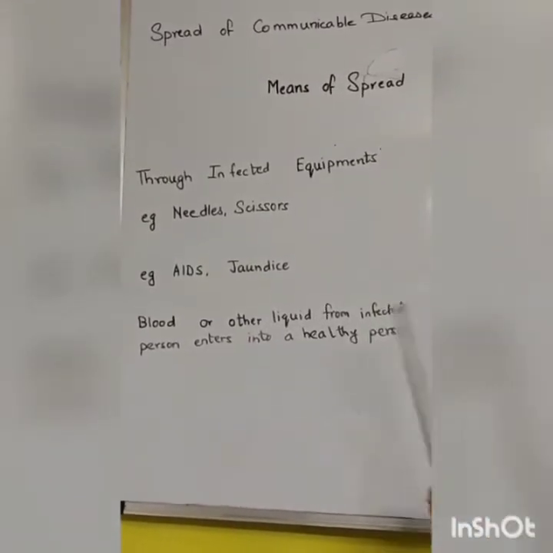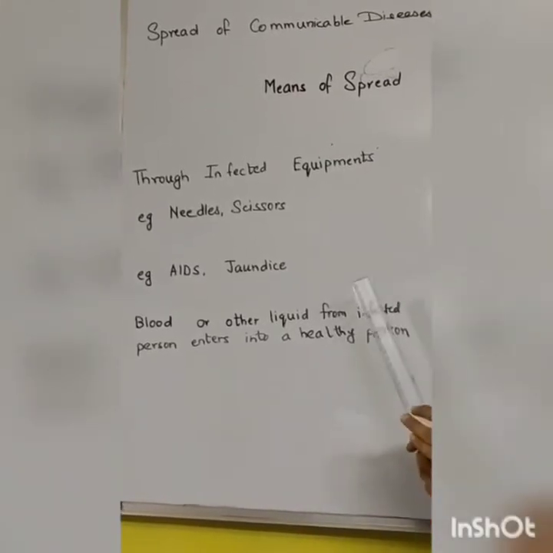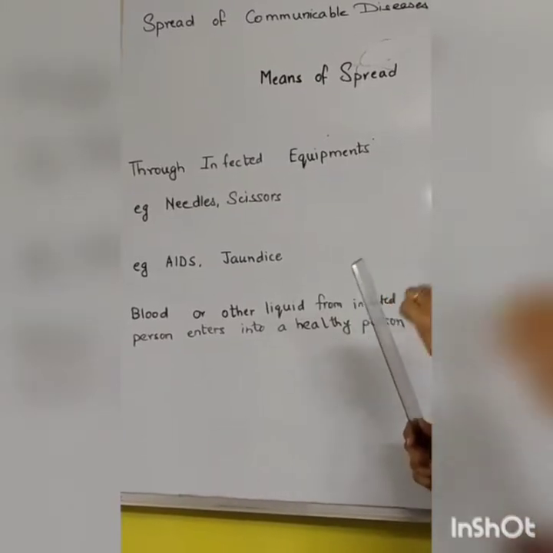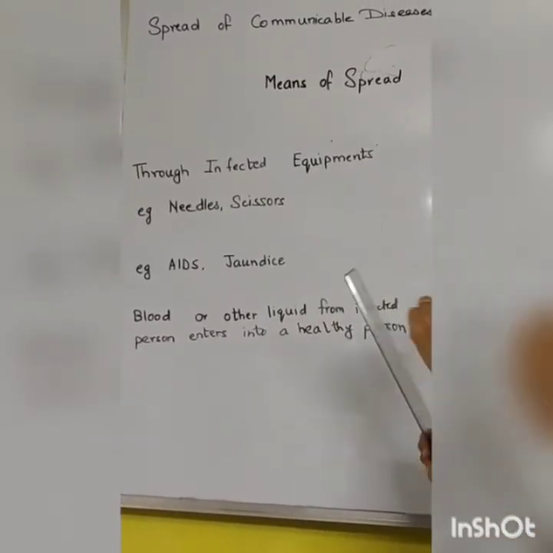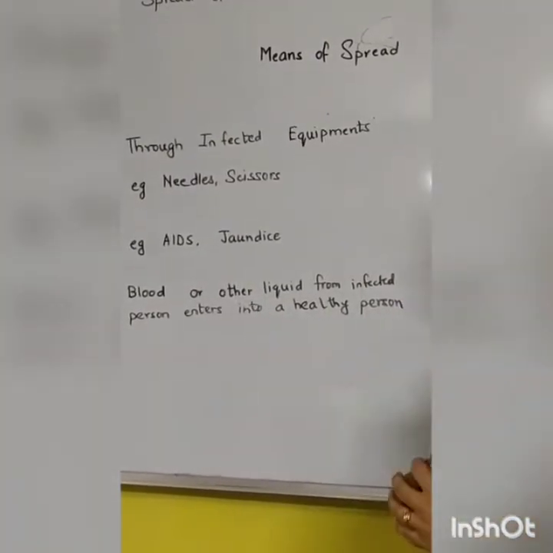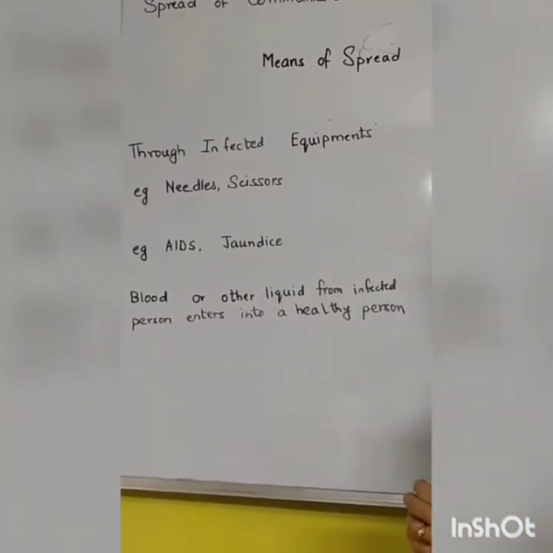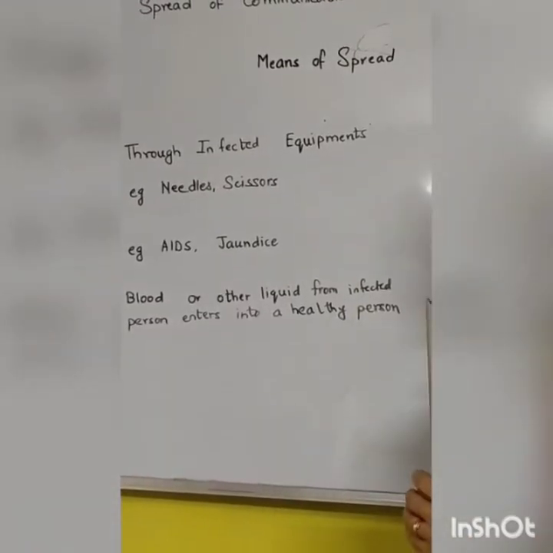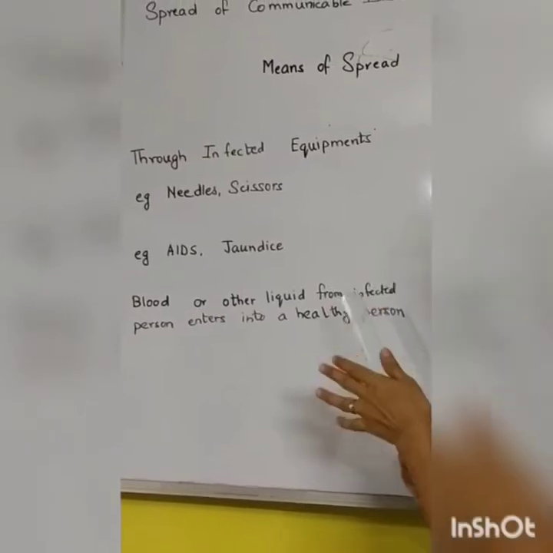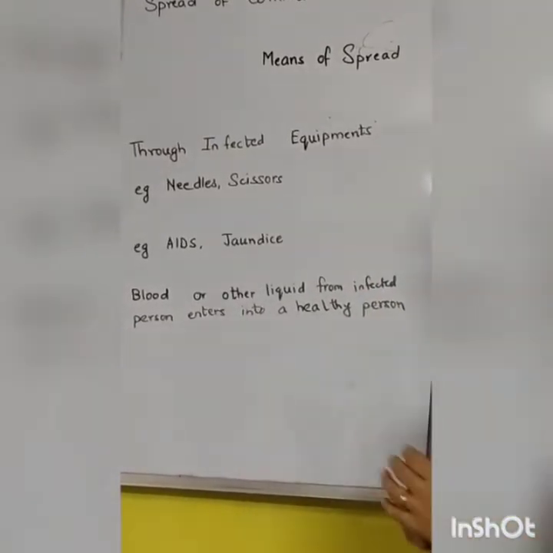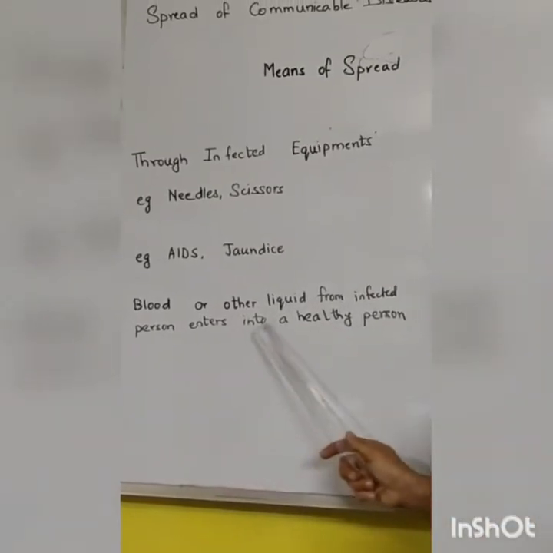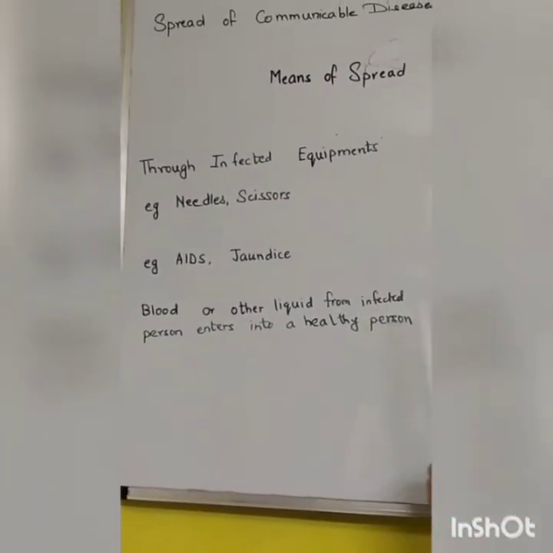So if a person having AIDS is injected with a syringe, and the same syringe is used for another person, a healthy person, the healthy person might get AIDS. Or if the blood of a person suffering from AIDS is transfused into a healthy person, the healthy person will get AIDS. So when blood or other fluid from an infected person enters into a healthy person, it will make that healthy person sick.